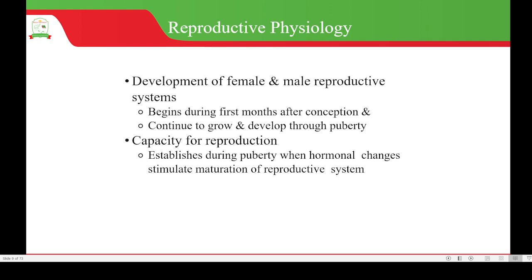The development of female and male reproductive systems begins during the first months after conception, and this continues to grow and develop throughout the period of puberty. The capacity for reproduction is established during puberty when hormonal changes stimulate maturation of the reproductive system in both men and women.